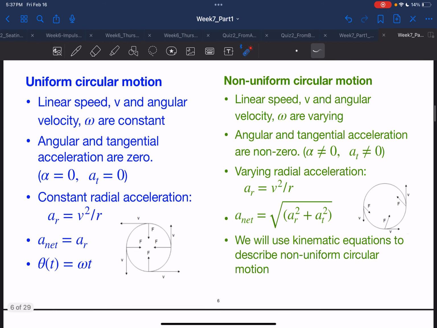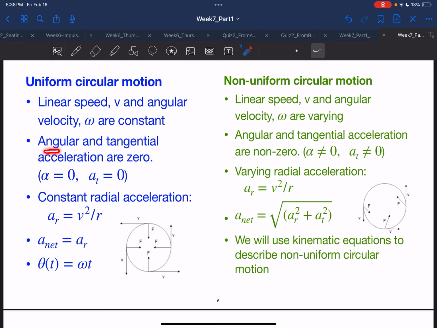All right. Next, we're going to talk about the differences and the similarities between uniform and non-uniform circular motion. For uniform circular motion, which we did a fair amount of a few weeks ago, the linear speed v and the angular velocity omega are constant. So in uniform circular motion, the speed of the object is staying constant around the circle. In non-uniform, the linear speed v and the angular velocity omega are varying.